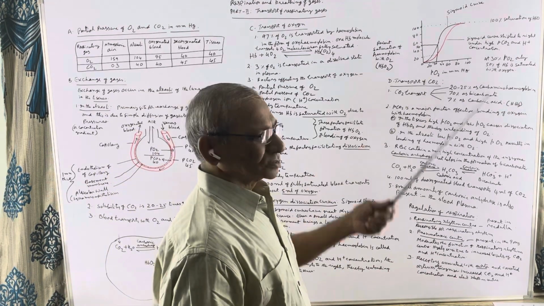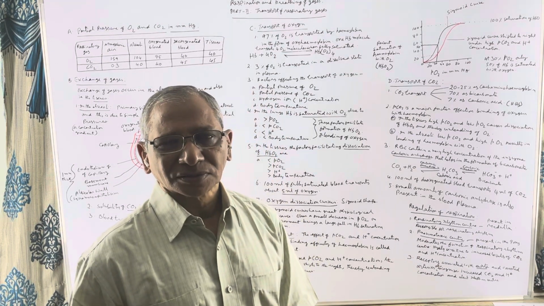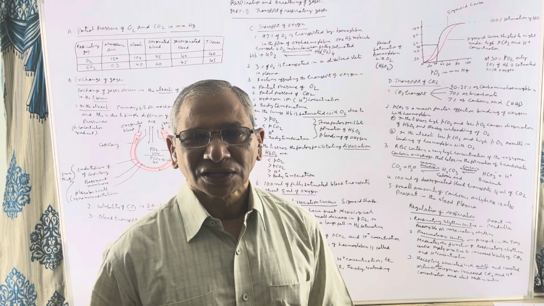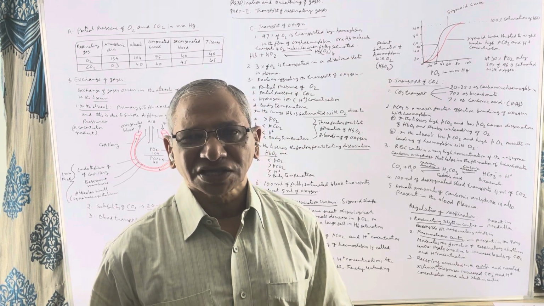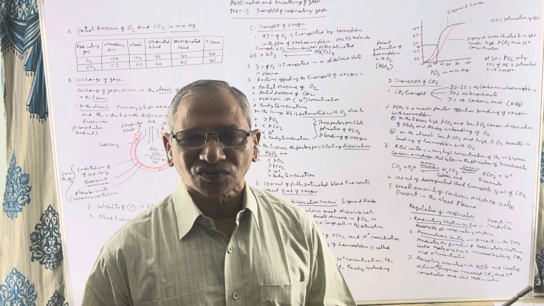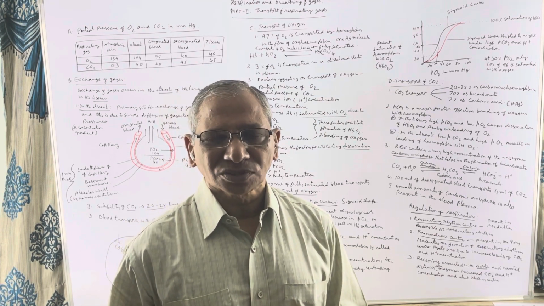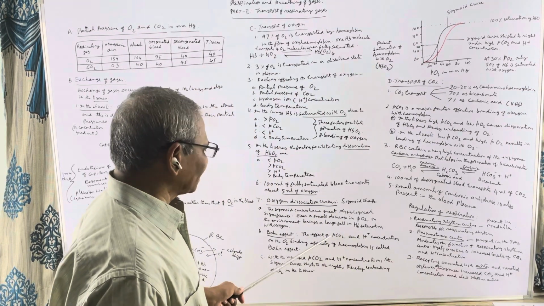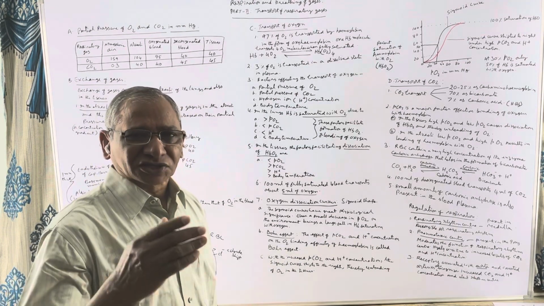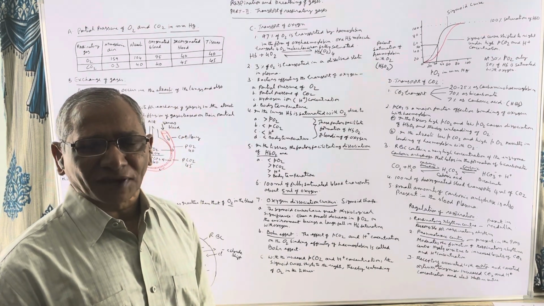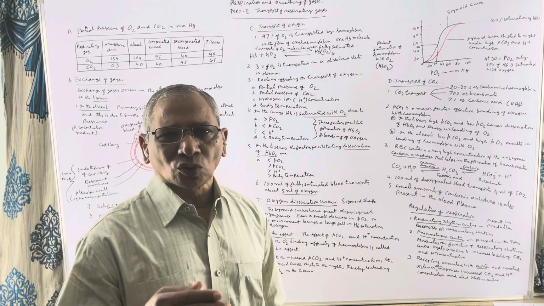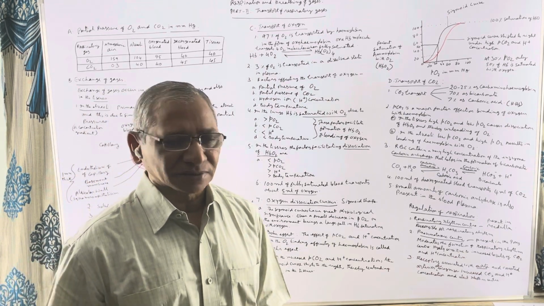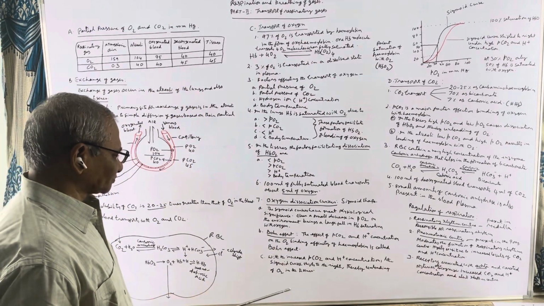So in the tissues, as the carbon dioxide partial pressure and hydrogen ion concentration increase, what happens? These two factors cause the oxyhemoglobin to release oxygen, and this oxygen is used in metabolic activities. That is about Bohr effect. That means as the hydrogen ion concentration and the partial pressure of carbon dioxide increase, more and more oxyhemoglobin dissociates into hemoglobin and oxygen. That is about Bohr effect.